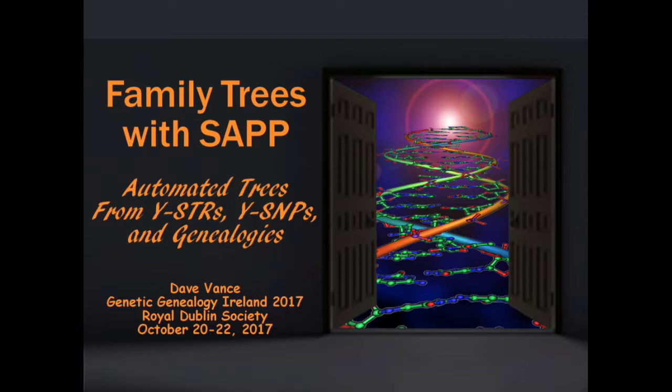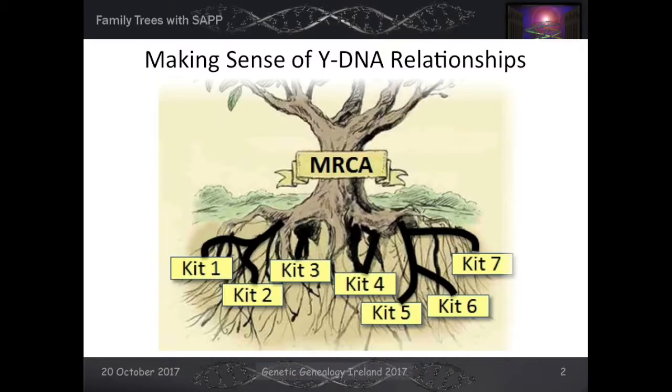When we're talking about Y DNA, we're talking about doing analysis on a group of people. This is almost by definition; you can do Y SNP analysis and Y DNA analysis by example. What we're talking about is producing something like this. MRCA is the most recent common ancestor, if you don't know the terminology, and there's a number of kits underneath it. It doesn't matter if you have 3 or 600.